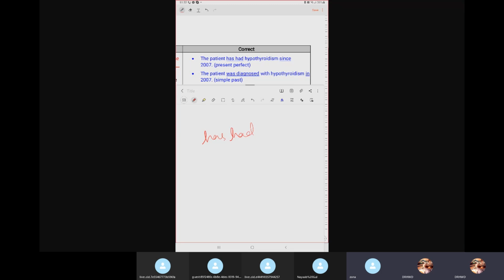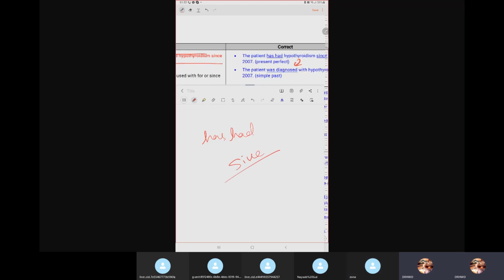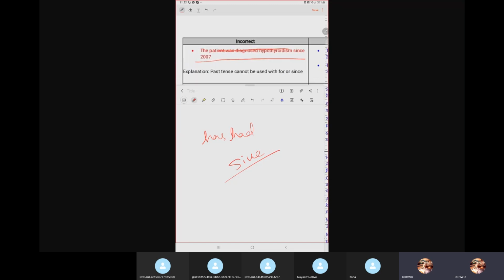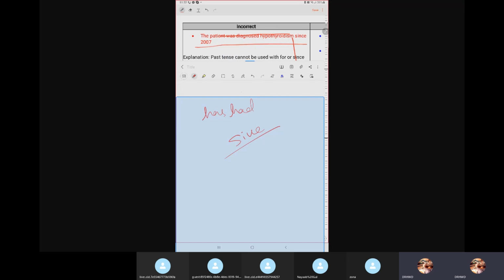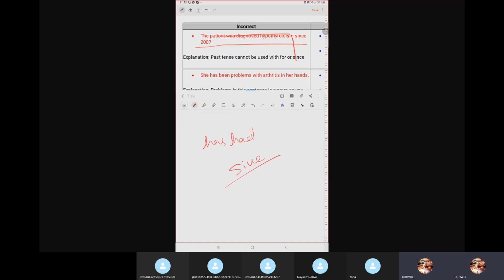Also, you can say that the patient was diagnosed in 2007. So you're using simple past tense, but then you would not be using since with it, because I told you that when you're using the word since, either you'd be using past perfect as has had or has been, right? Do you understand, Dr. Zona? Is it Dr. Naya? Right? Okay. Yes.